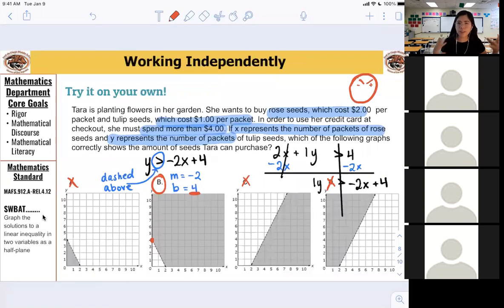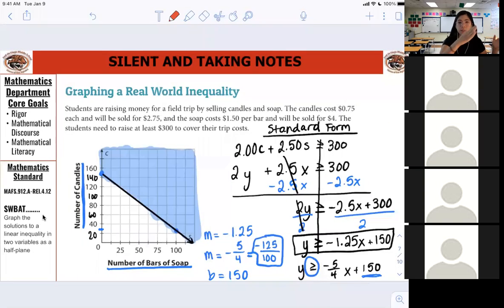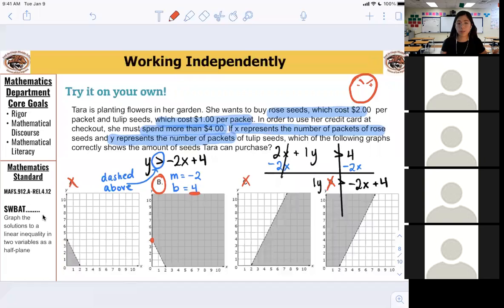So this is what I was saying before. The previous problem, we had to do the graph ourselves. We had to go through that whole process. That's not really how it looks on a test. On a test, they give you a bunch of graphs and you have to pick the correct one. So it's a little bit easier in that sense, but you still have to do the work. You still have to figure out what's the slope, what's the y-intercept, and what direction you're graphing in order to pick the correct answer. So do I have any final questions?